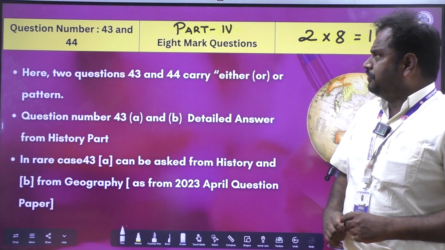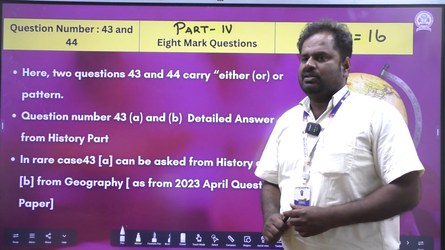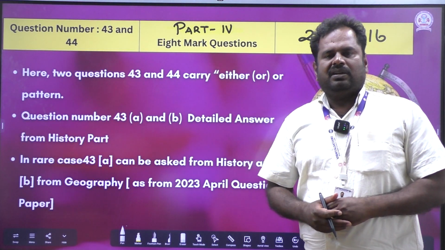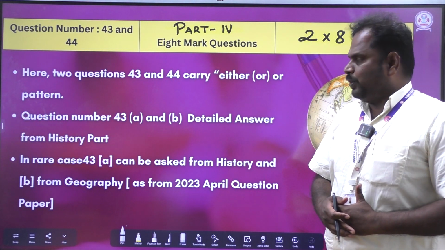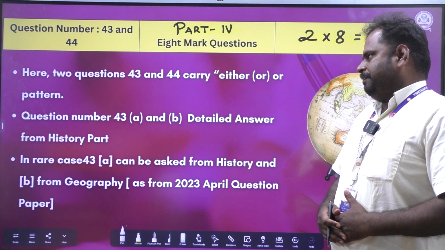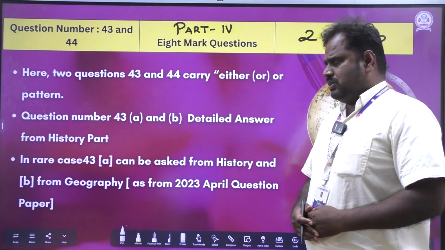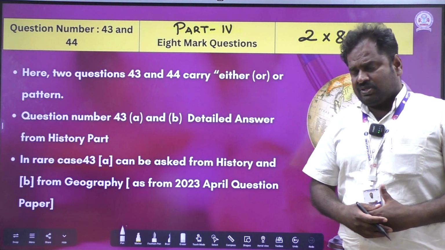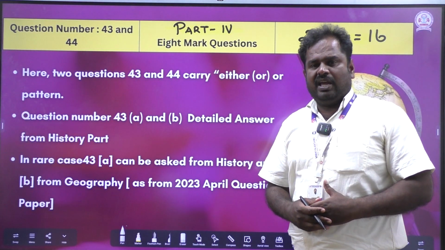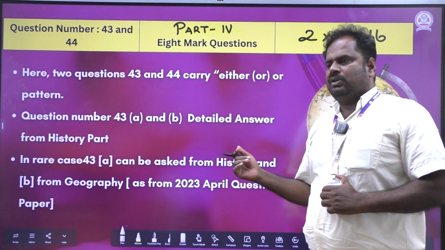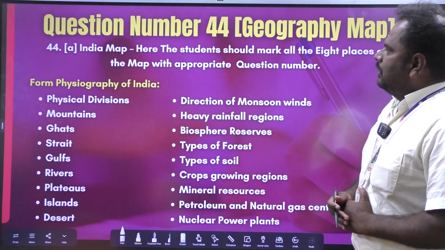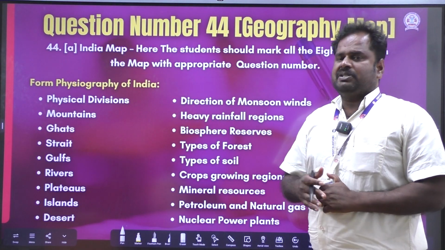Next, part number 4, it's an essay type question. Here you have 2 questions. Question number 43 is a detailed answer and question number 44 is a map. Here, question number 43, A and B, you will have a choice. The answer may be from the history part. In rare cases, question number 43A is from history and B from geography, as in the 2023 public question paper. And question number 44A is a compulsory India map.